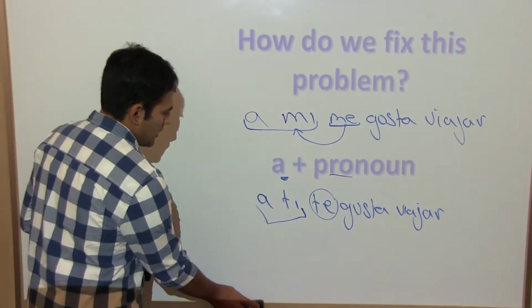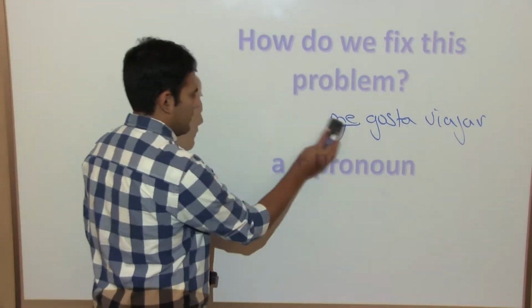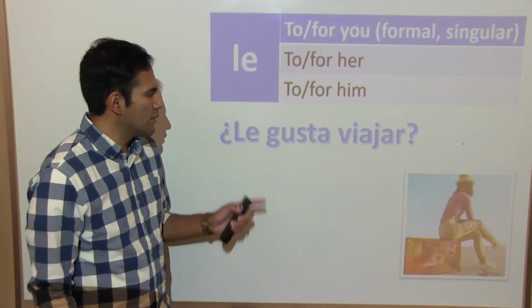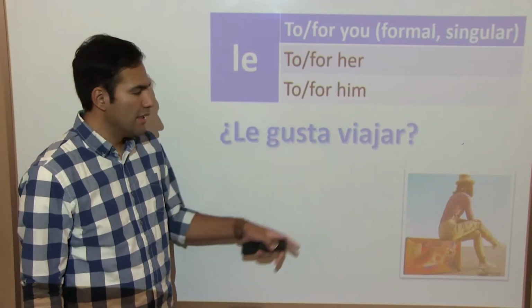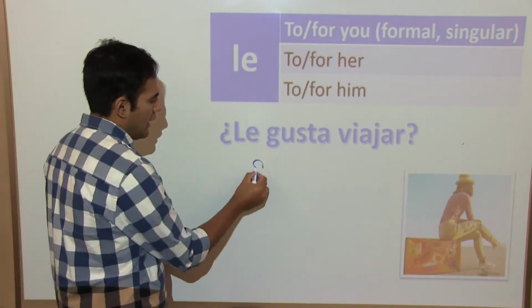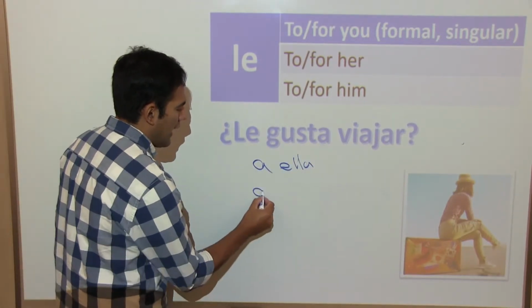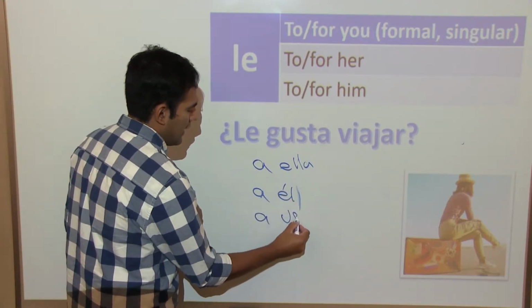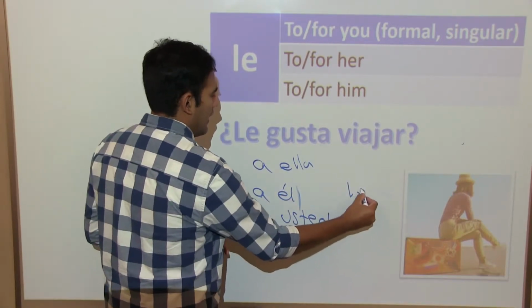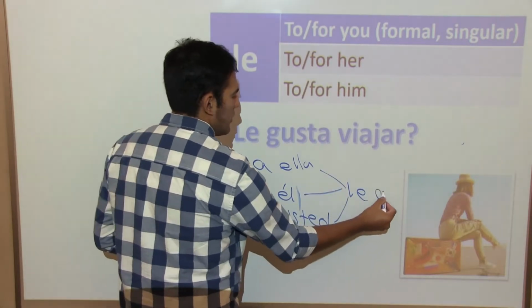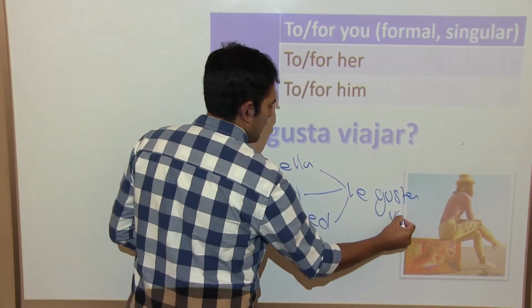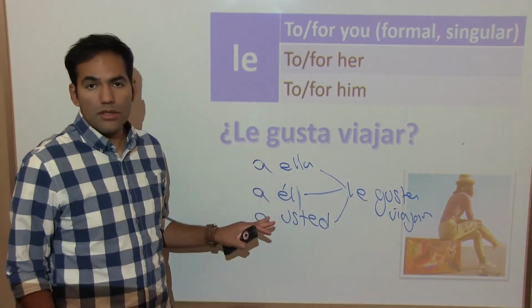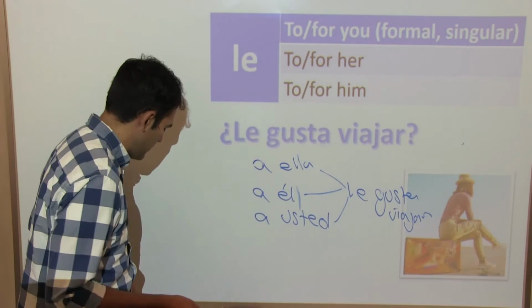So the best thing you can do is always add a preposition a plus a pronoun when you talk about the third person to make that differentiation. A ella or a él or a usted le gusta viajar. Okay? So that's how this is useful, and this is going to be super important for you to master.